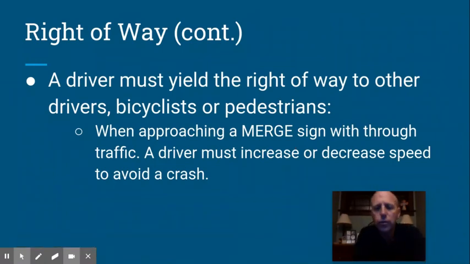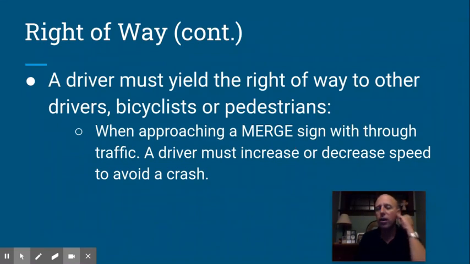All right, so those are some intersection right-of-way situations. Well, this is a different type of intersection. It's a merge. So a merge is when two roads going in the same direction come together. And so the most common place that you're going to run into this is on the interstate.